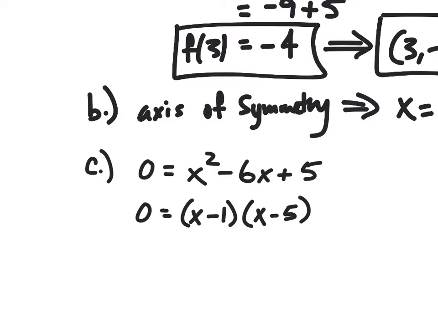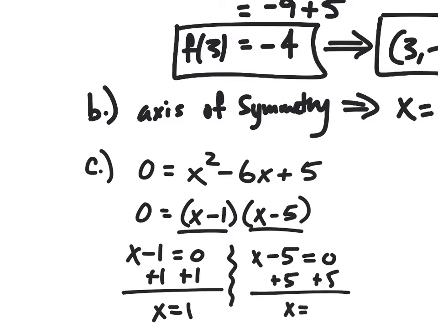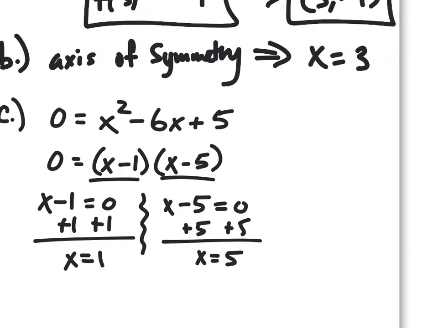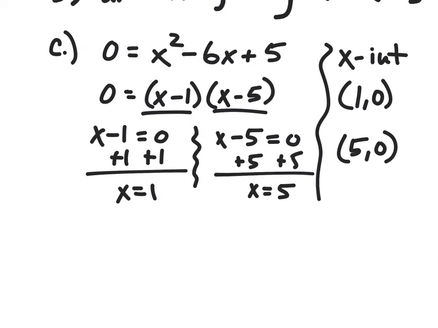So then I set each of my factors equal to 0, so x minus 1 equals 0, and then I set x minus 5 equal to 0. So add 1 to both sides, so I get x is equal to 1, add 5 to both sides, so I get that x is equal to 5. These are my x-intercepts. So I'm going to write that here. X-intercepts are the points 1 comma 0 and then 5 comma 0.